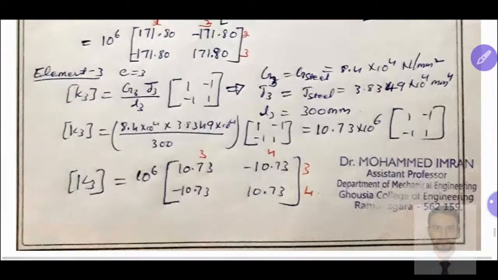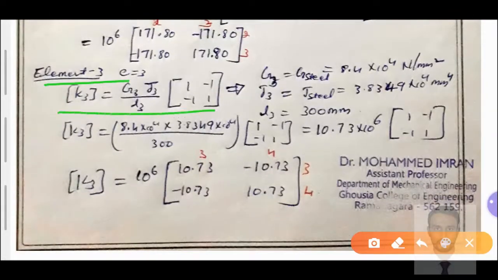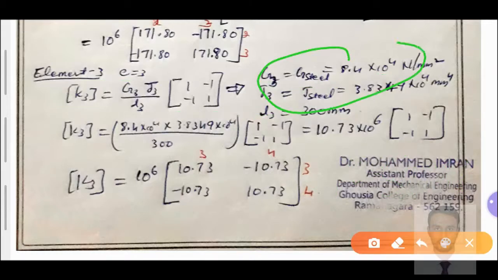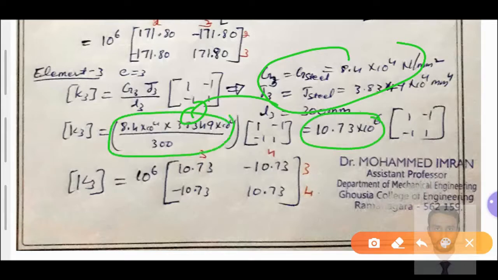Similar to that, take E equals 3, generalized equation we have. Now we need to take G3 equals G steel. We have this value from the given statement. We have found the polar moment of inertia from the given problem, where the shaft diameter is 25 millimeter for a steel material, and the length of the element is 300 mm. All the values you substitute in this equation will get this value after calculating this one.